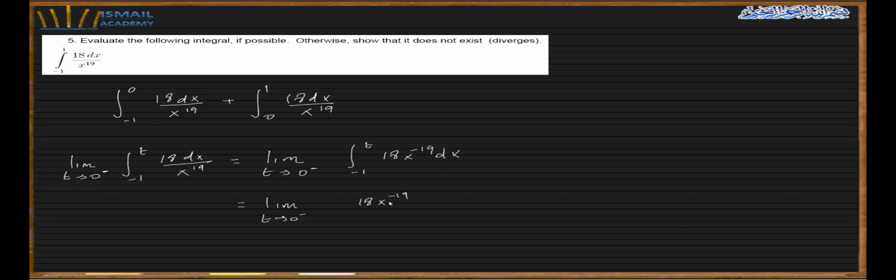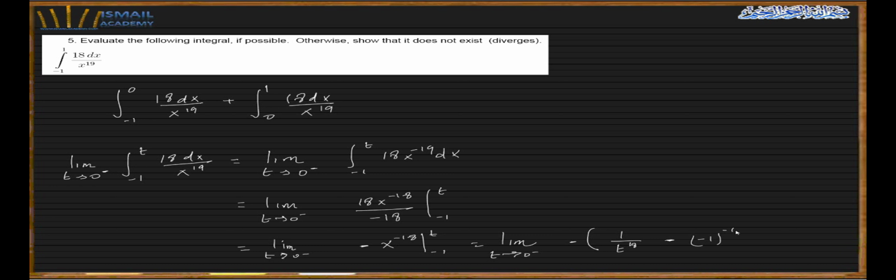So let me integrate now. It's going to be minus 18 over minus 18, between minus 1 and t. So this is the same thing as the limit when t goes to 0 minus of minus x^-18 from minus 1 to t. Which is the limit when t goes to 0 minus, I put the minus out, and I will have t^-18, or let me write it down as 1 over t^18. When I apply the limit, I will see it's infinite, so it's going to be 1 over t^18, and when we have minus 1 to the minus 18, this is just 1.